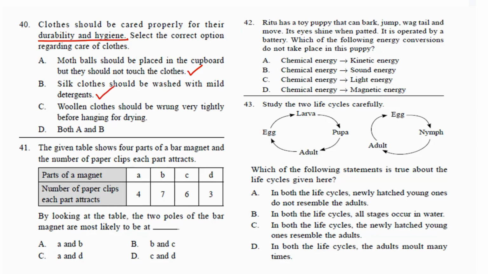This is also correct, right? Why? Because if we use too much detergent for the silk clothes, it may damage the silk clothes. Option C says woolen clothes should be wrung very tightly before hanging for drying. No, this will damage the fiber of the woolen clothes, right? So the fourth option says both A and B. So as we can see that both A and B are the correct option, our correct answer will be option number D, right?